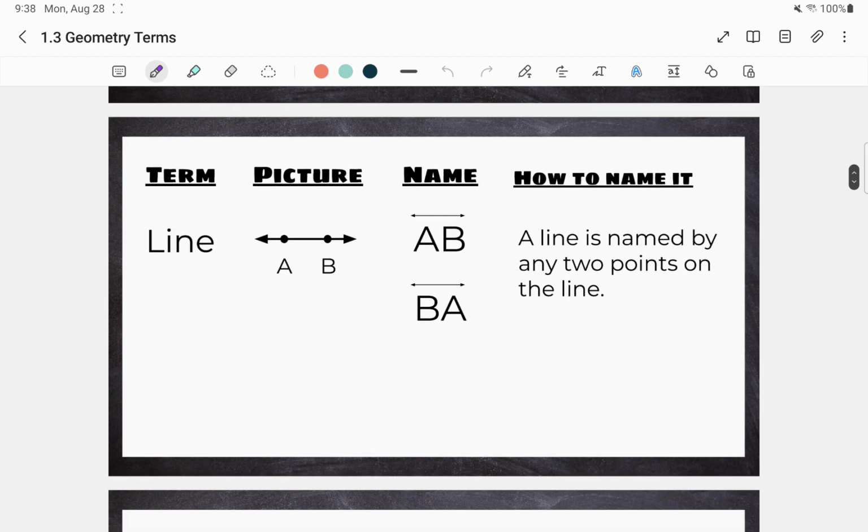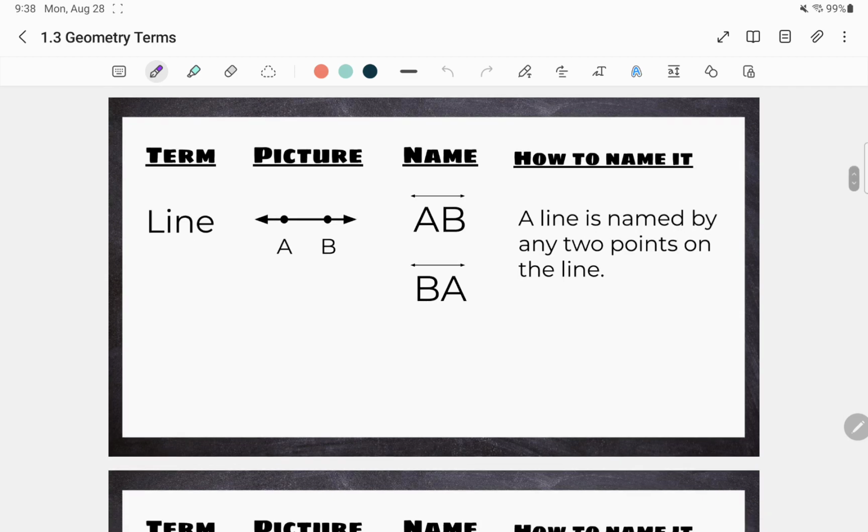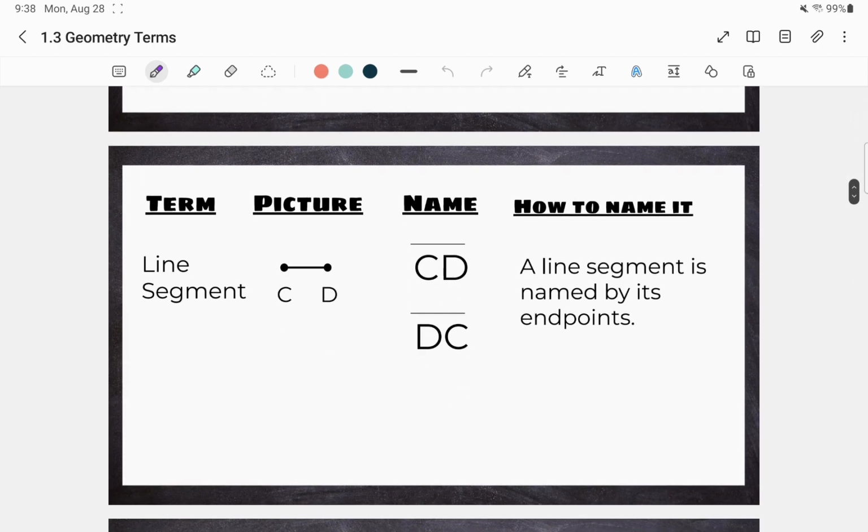So we have 4 terms. The first one is the line. A line is basically just a one-dimensional figure. It goes forever in both directions, and it's named by any 2 points in the line. So this figure here could be called AB or BA, but notice above it, there is a line with 2 arrows above it.